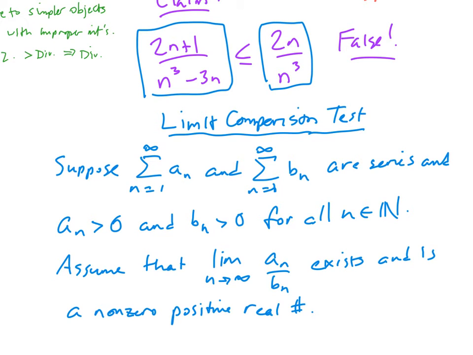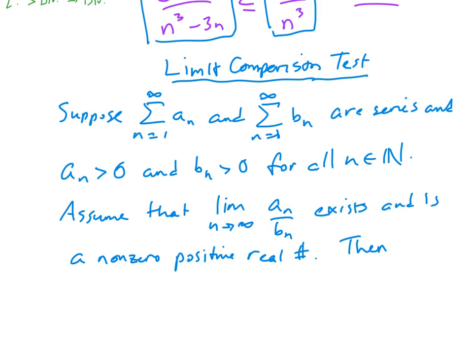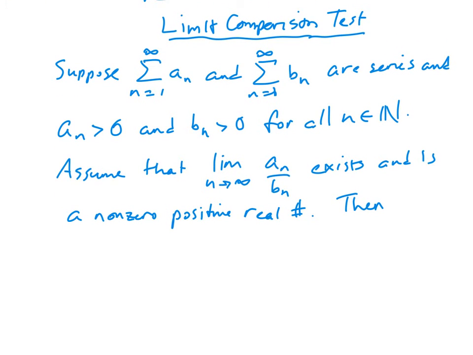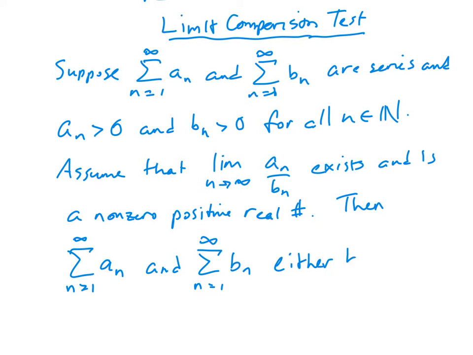So assume that limit exists, it's finite, and it's non-zero. And then this is the crazy part. When I first saw this, I thought something that broad could not possibly be true, but it turns out it is true. Then these series, a sub n from 1 to infinity, and b sub n, either both converge, we'll just write that out, both converge, or both diverge. In other words, they have to do the same thing.